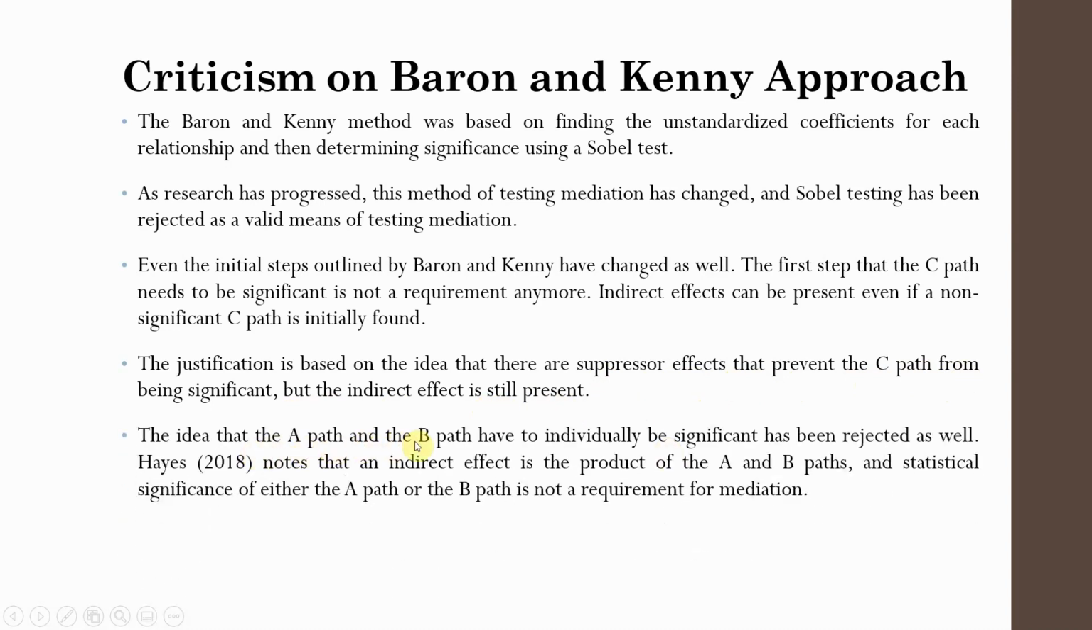The idea that the A path and B path have to individually be significant has been rejected as well. Hayes in 2018 notes that the indirect effect is the product of A and B, and the statistical significance of either A or B is not a requirement for mediation. So your A and B paths may be insignificant, but you can still have a significant indirect effect.